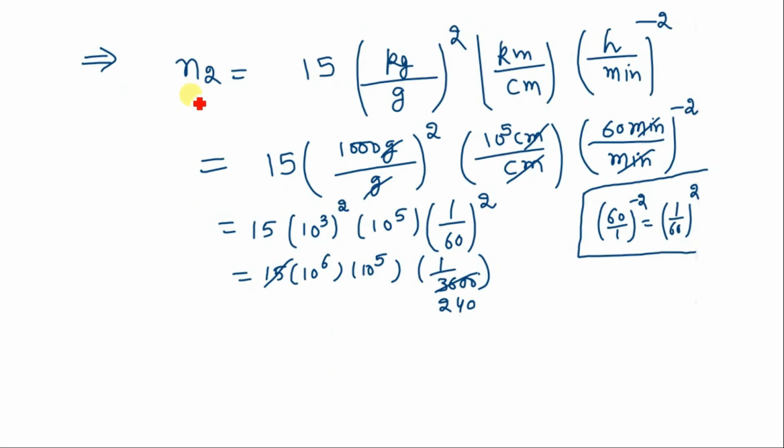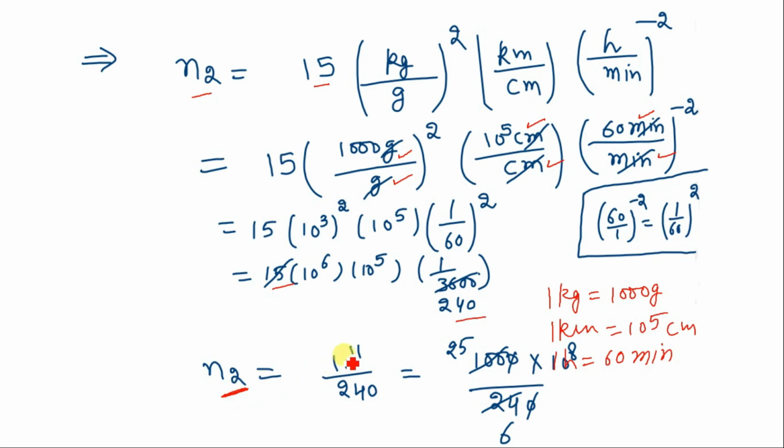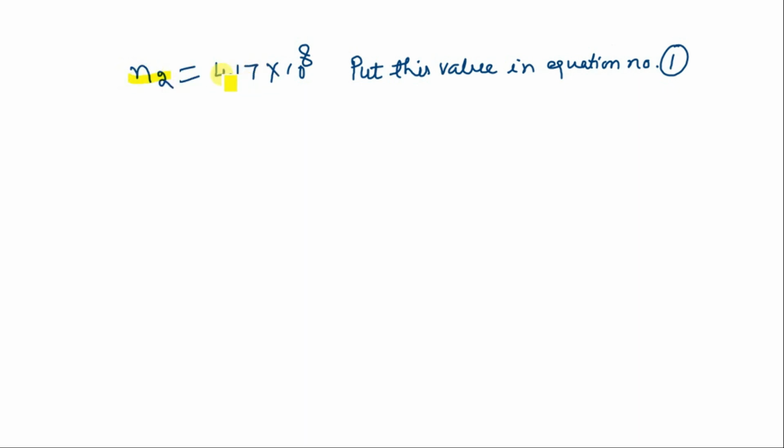When we cross multiply, we get N2 is equal to 15 kilogram by gram whole square, kilometer by centimeter power 1, and hour per minute power minus 2. Now we will know that 1 kilogram is equal to 1000 gram, 1 kilometer is 10 raised to power 5 centimeter, and 1 hour is actually 60 minutes. So if we put all these values here, then this gram and gram will get cancelled. Similarly, centimeter will get cancelled here, and minute will get cancelled here. After simplification, we will get N2 is equal to 10 raised to power 11 upon 240, which gives us N2 equals to 4.17 into 10 raised to power 8.